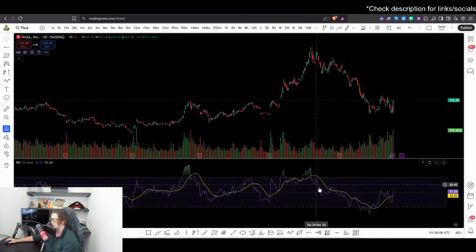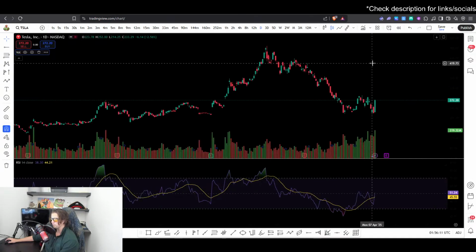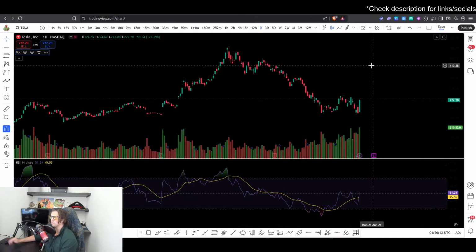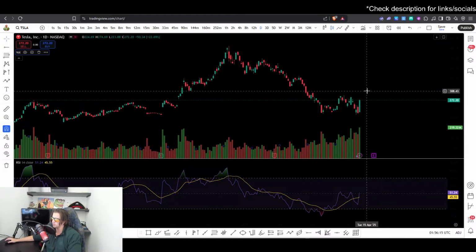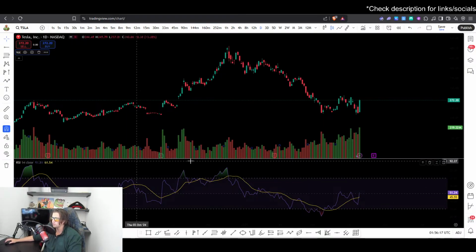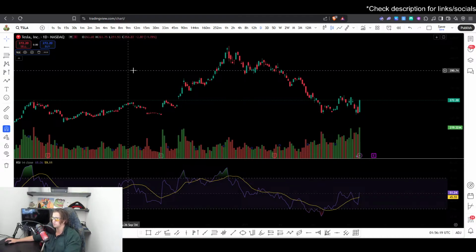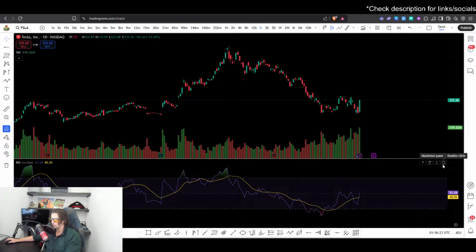In other words, it oscillates up and down like in a wave. It goes from extreme values, from overbought to oversold. And so these are indicators that you can add to your chart, but we won't mess too much with that right now.